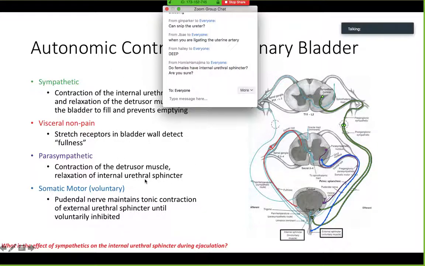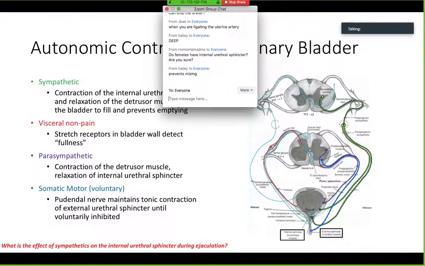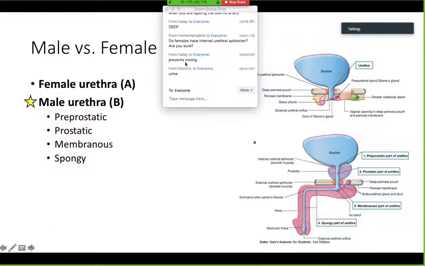internal urethral sphincter. Okay, so what is the effect of the sympathetics on the internal urethral sphincter during ejaculation? So why do you want that to contract? Prevents mixing of what? Right. So you don't want to mix urine with semen. All right.